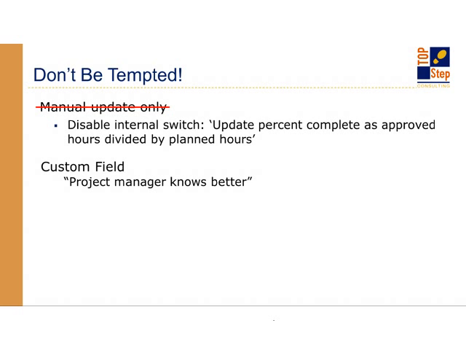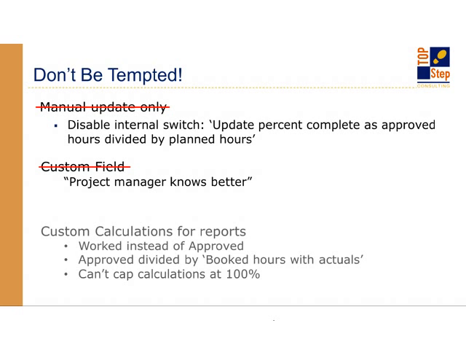And deal with that separately. And then I've seen lots of creative ideas for custom calculations for reports. If you want to use worked instead of approved hours, you don't want to wait for timesheets to be approved to affect percent complete, it is possible to do that. You can also do approved divided by booked hours with actuals if you want to get creative.